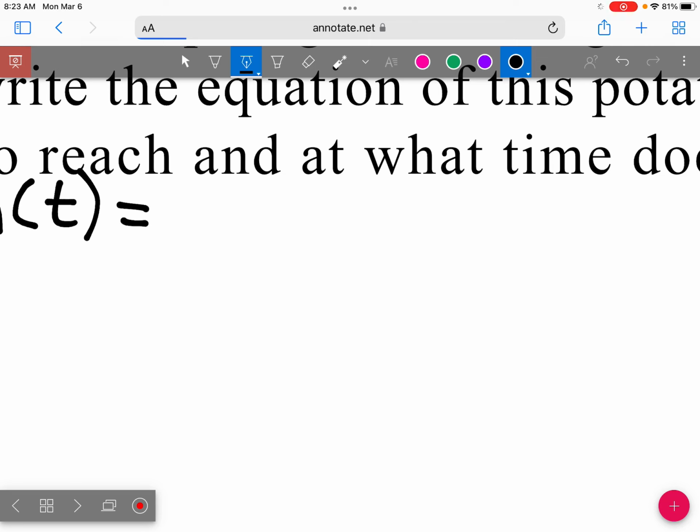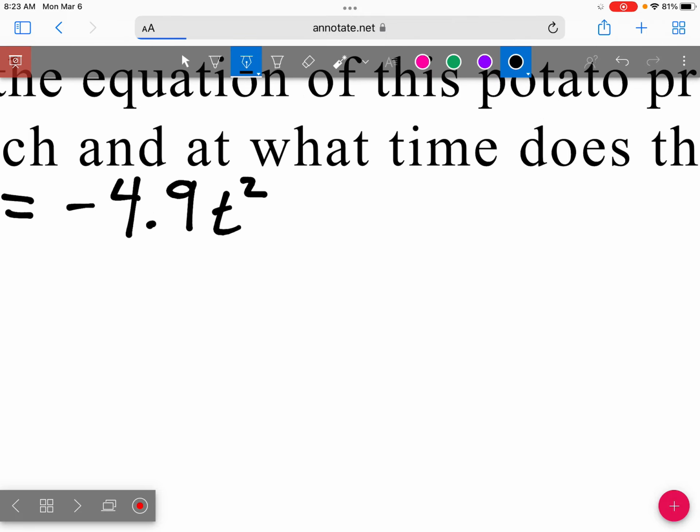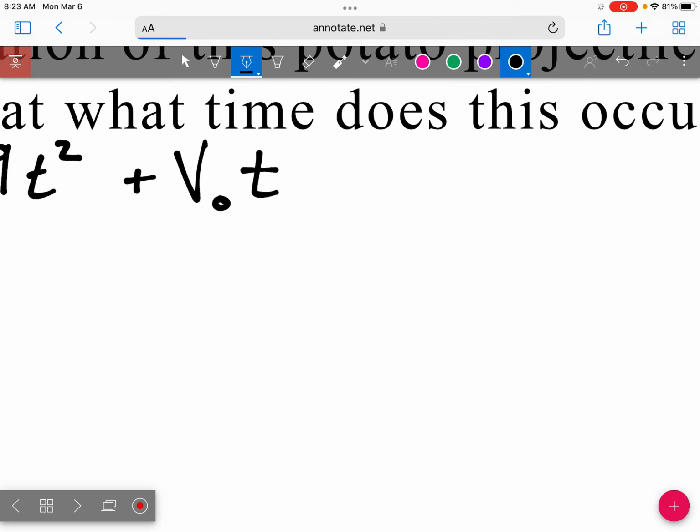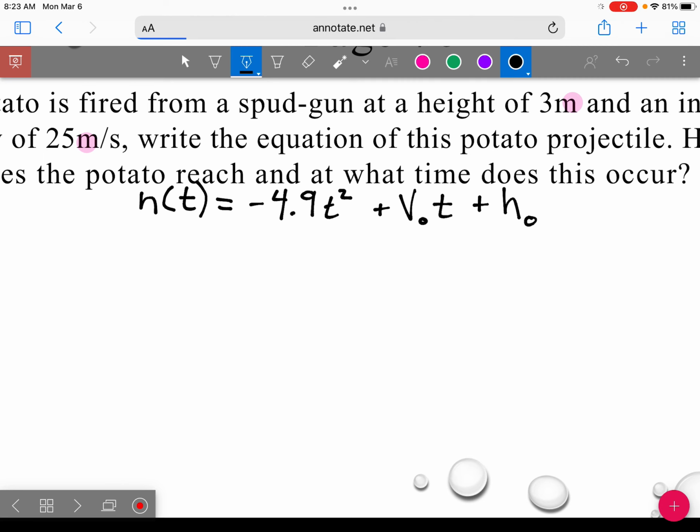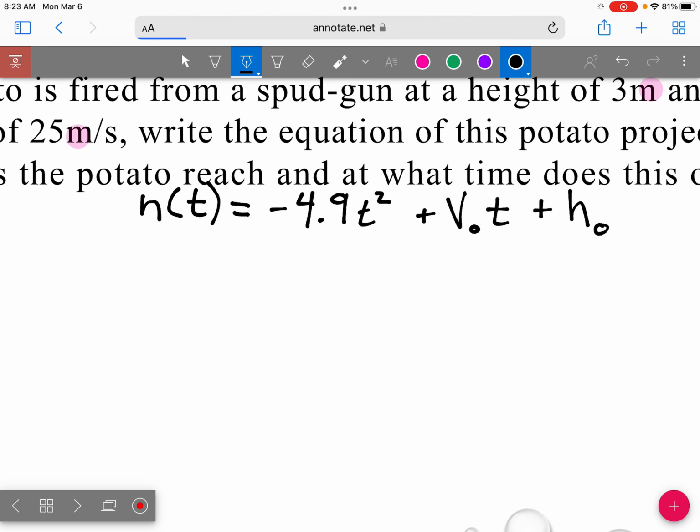This is the one that we needed to fix, that negative 4.9t squared plus v naught t plus h naught. And we're just going to take the information we have and substitute it in. H of t. This negative 4.9, that doesn't change.